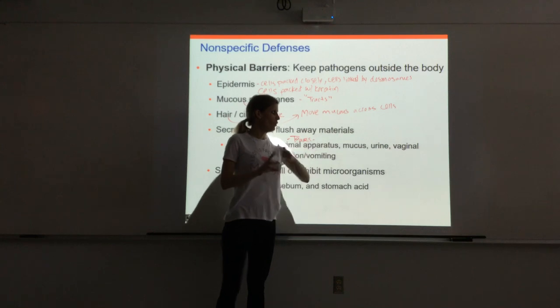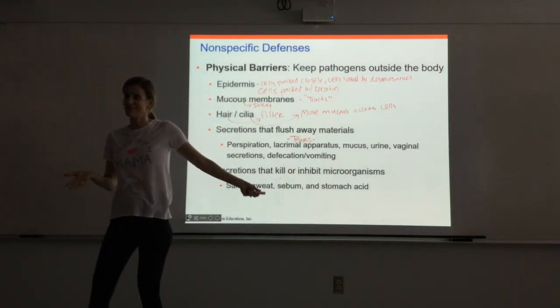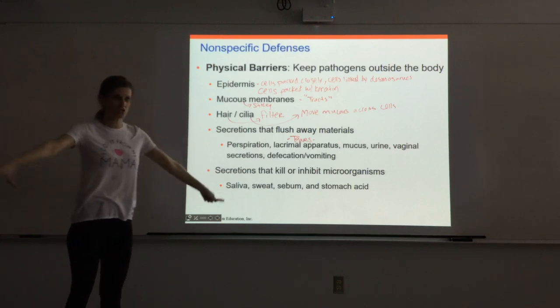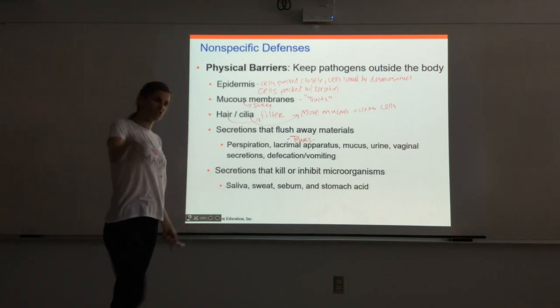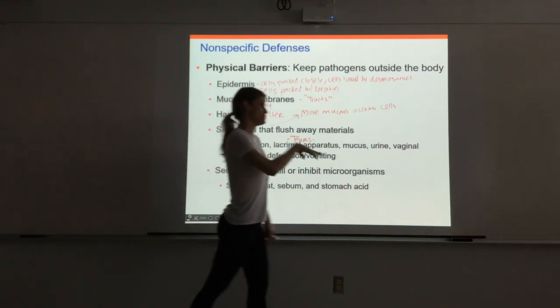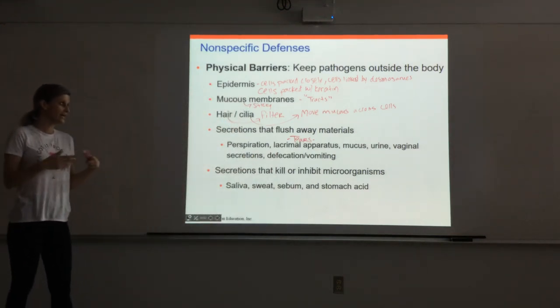Urine is extremely important. Why do they tell women to urinate after having sex? Bacteria get pushed into the urethra. What does urine do? Flush the urethra. I've got a nice flushing action to push whatever gets put up into the urethra out. Vaginal secretions, same thing, help to flush out the vagina.